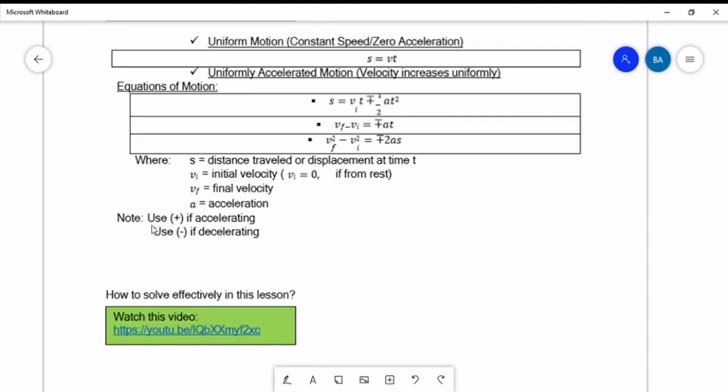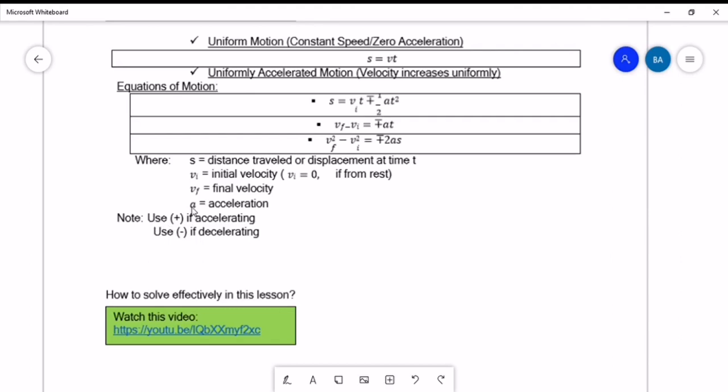Now, as you can observe in our three equations, there is a plus or minus. So how are we going to identify if we will be using a negative or positive sign when we are solving? Here is the answer.